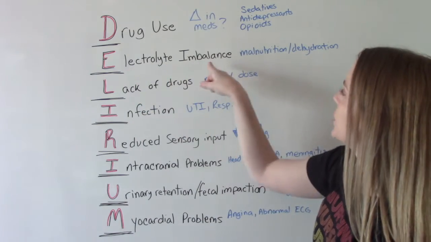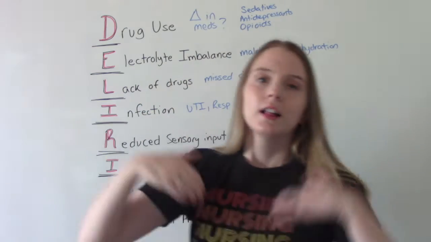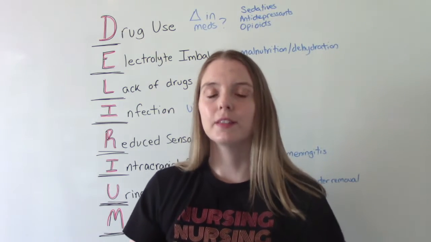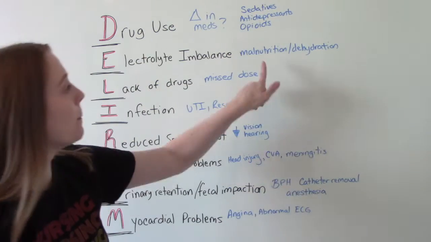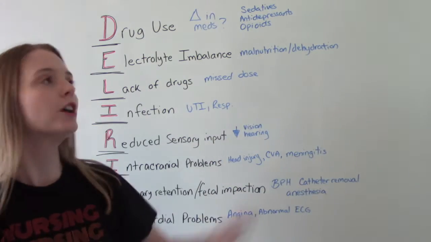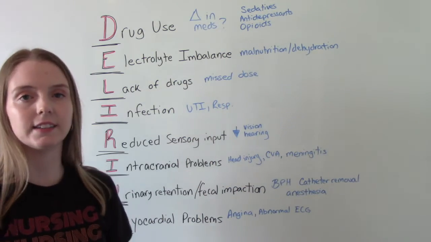E is for electrolyte imbalances. So magnesium, calcium, things like that. Electrolyte imbalances can cause delirium. Malnutrition, dehydration, so assessing for signs of these things in your patient.